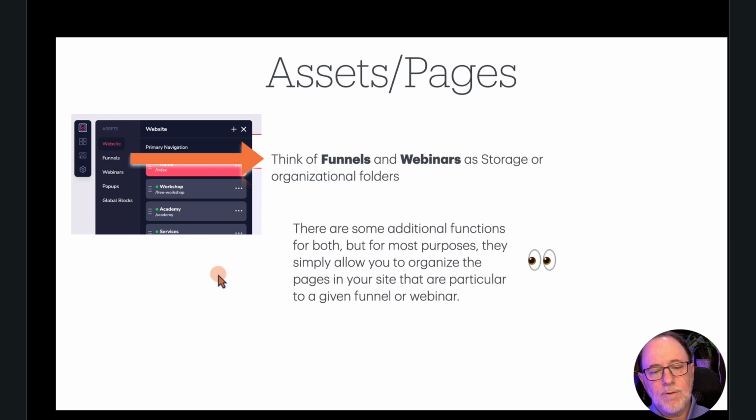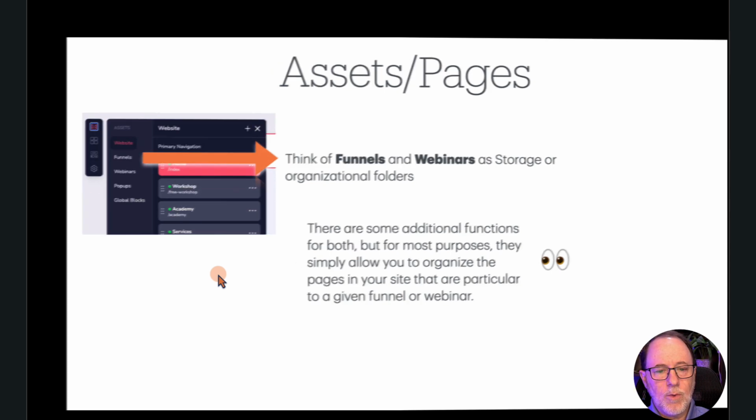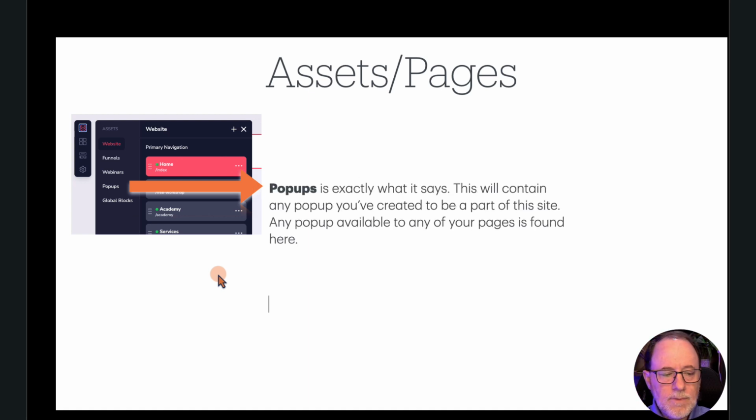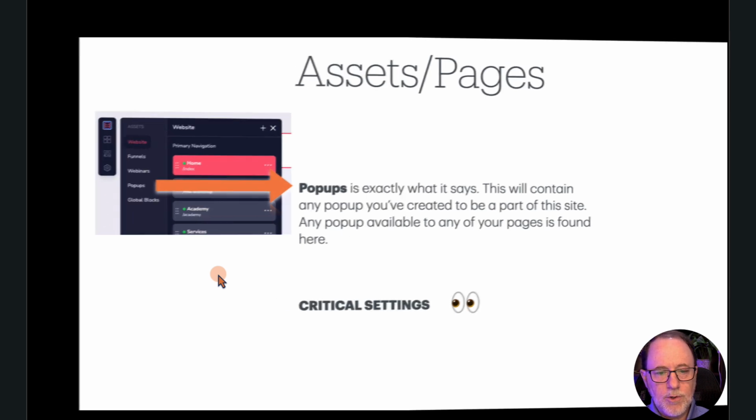And there are some additional functions within funnels and webinars. But for most of us, the main purpose is to allow you to organize the pages in your site that are particular to a given funnel or webinar. Let's just keep going, and I'll come back to look at these specifically. Pop-ups, that area is exactly what it says. That's going to contain any pop-up you've created to be a part of this site. Any pop-up available to any of the specific pages in your site is found here. And when we get to that, I'm going to show you a couple of critical settings when you create pop-ups.